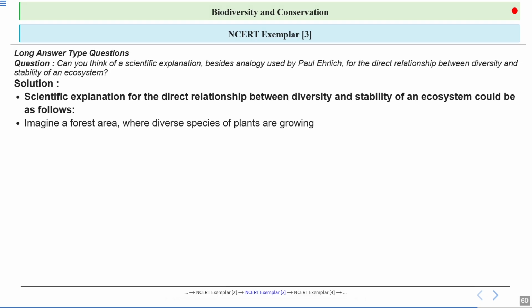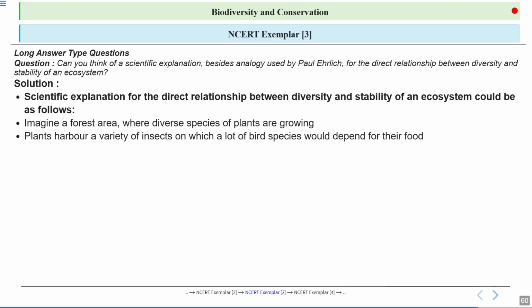Now, you can imagine a forest area where diverse species of plants are growing. This simple food chain in an ecosystem shows how different organisms depend on each other for survival. In a forest, plants form the base, producing food through photosynthesis. Insects feed on these plants, acting as primary consumers, so basically they are herbivores. While birds eat the insects and act as secondary consumers. This interdependence highlights the balance and complexity of ecological relationships, a key concept in understanding the ecosystem.